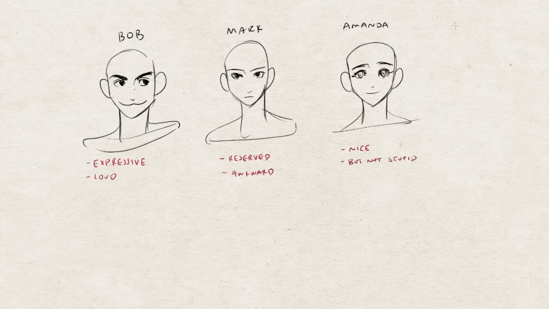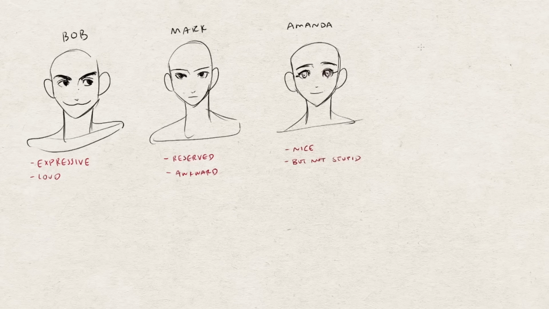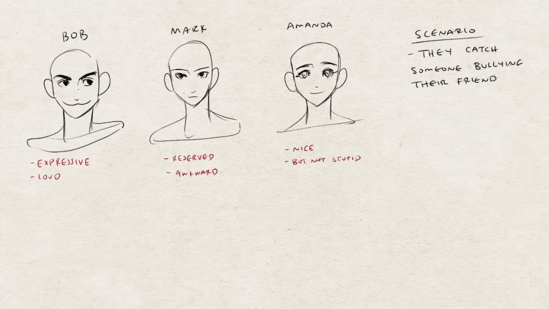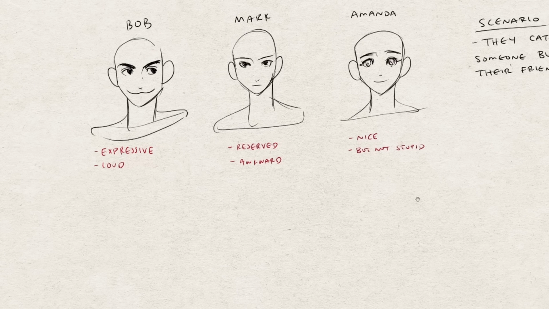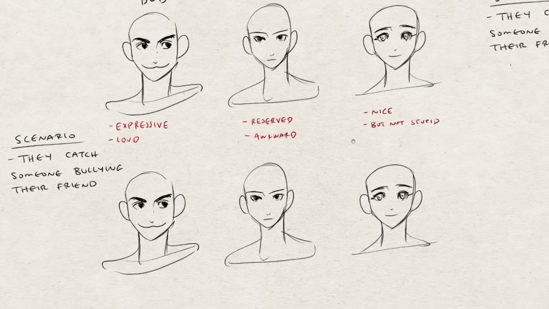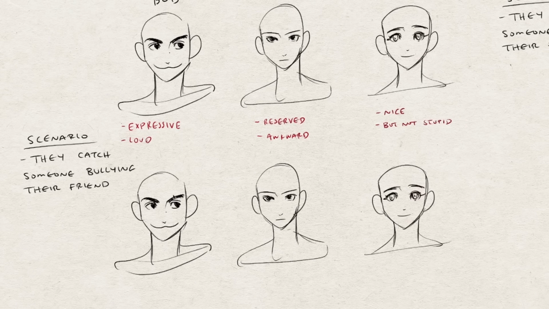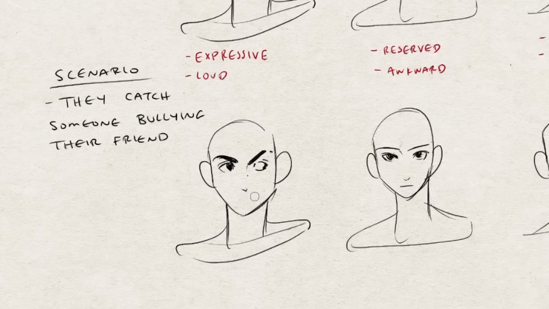So the scenario is they catch someone bullying their friend. I think that would make all of them angry, but the way that they would react to that anger is going to be very different. So for Bob, I think that anger would be very obvious. He's going to be textbook angry, downward turned eyebrows, big frown.